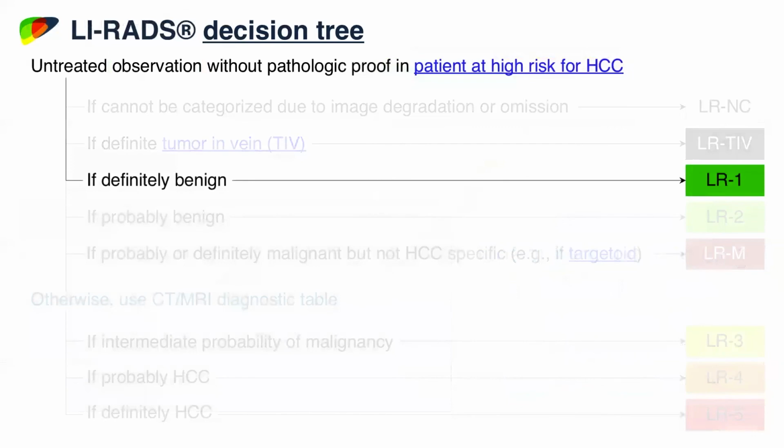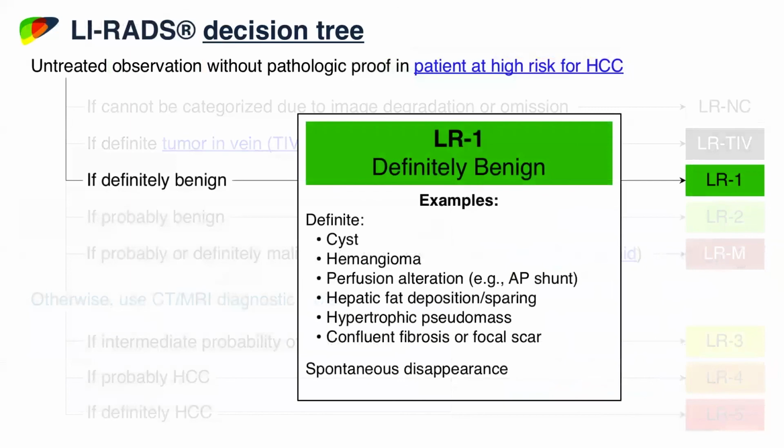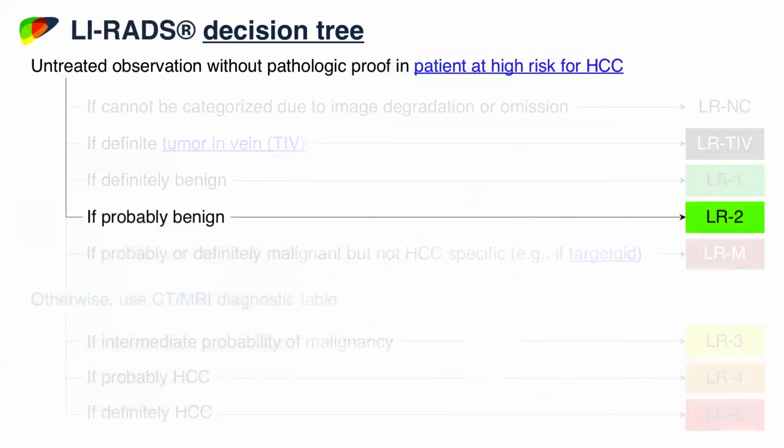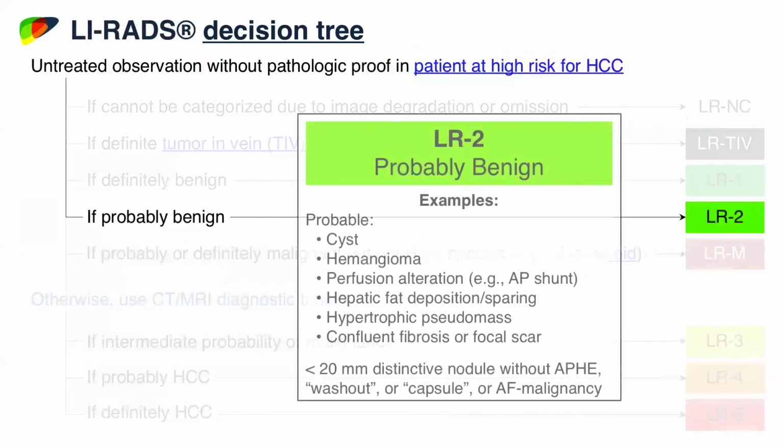If I don't see a tumor in vein, then I ask myself, do I see something that's definitely benign? Do I see something that looks like a cyst or a hemangioma, something that's definitely an arterial portal shunt? If I see something that's definitely benign, I call it LR-1. If I see something that's not definitely benign, but probably benign, I call it an LR-2.